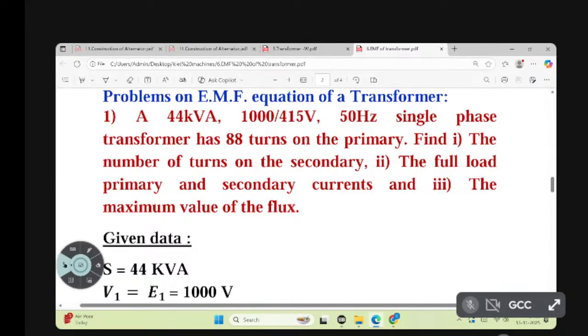A 44 kVA, 1000 by 415 volts, 50 Hz single phase transformer has 88 turns on the primary. Find the number of turns on the secondary, the full load primary and secondary current, and the maximum value of the flux. Once you write down the question, I will tell.